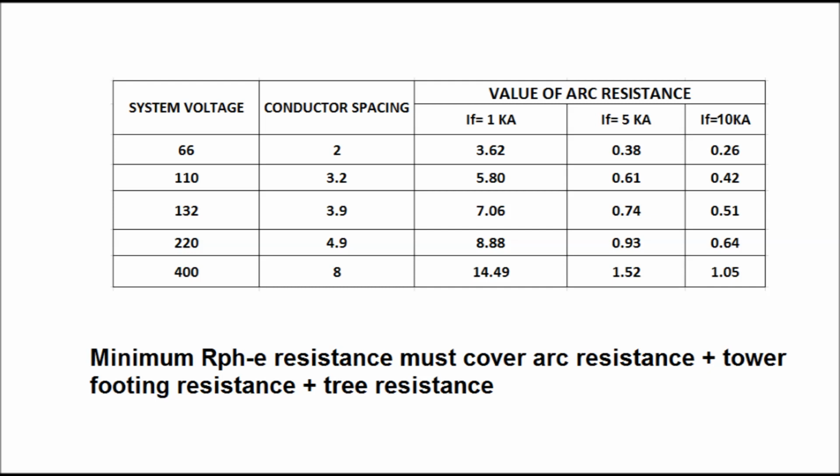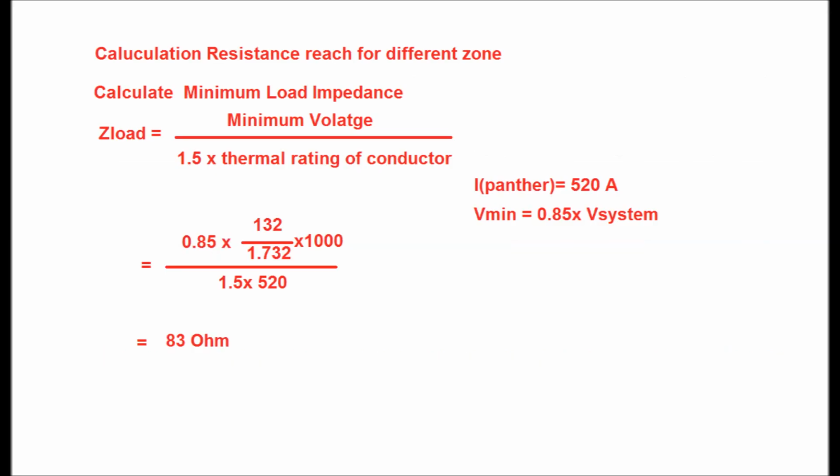For a phase-to-earth fault, the phase-to-earth resistance reach must cover arc resistance plus tower footing resistance plus tree resistance. For a transmission line, the tower footing resistance should not be greater than 10 ohm. Now the calculation of resistance reach for different zones. First we calculate the phase-to-earth resistance reach, then we calculate the phase-to-phase reach for different zones.